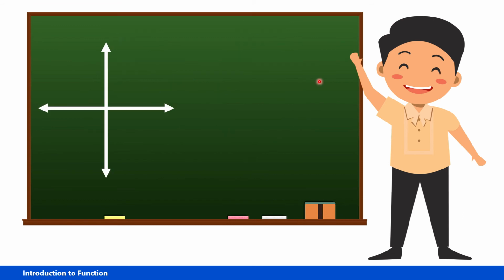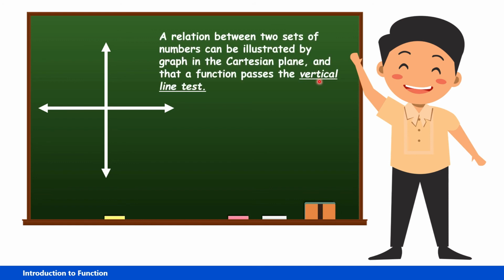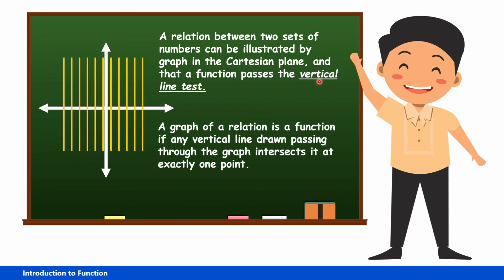So, paano naman kapag ang ating mga given ay graphs of relation? Can you identify which are functions? At natatandaan pa ba natin ang vertical line test? Ating muling balikan. A relation between two sets of numbers can be illustrated by graph in the Cartesian plane and that a function passes the vertical line test. A graph of a relation is a function if any vertical line drawn passing through the graphs intersects it at exactly one point.